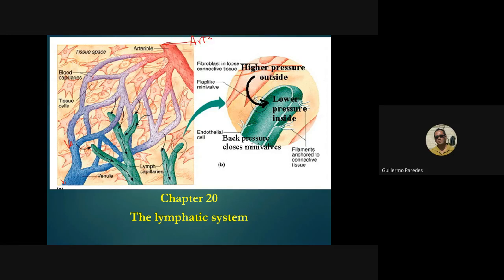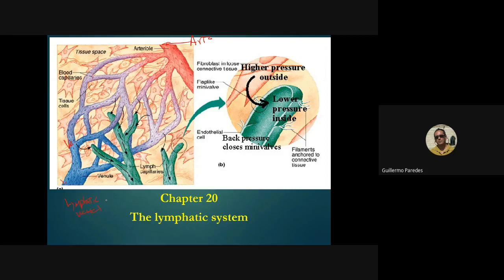Now, let's talk about the lymphatic system. Look at this. This looks like a cactus in between. The lymphatic system is going to begin between the capillaries. These green structures are vessels. These are the lymphatic vessels.